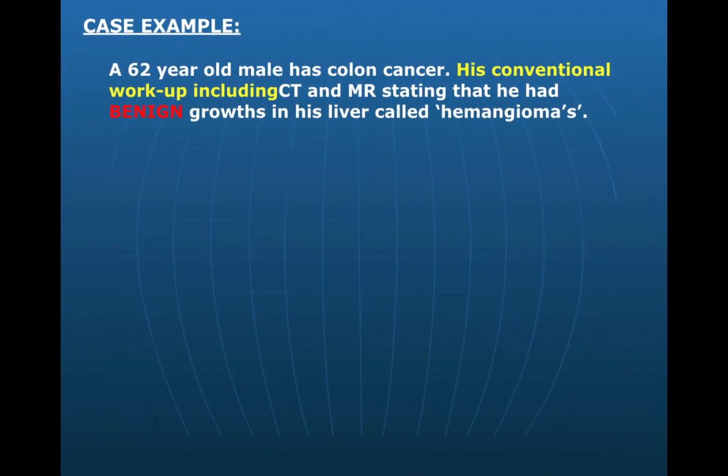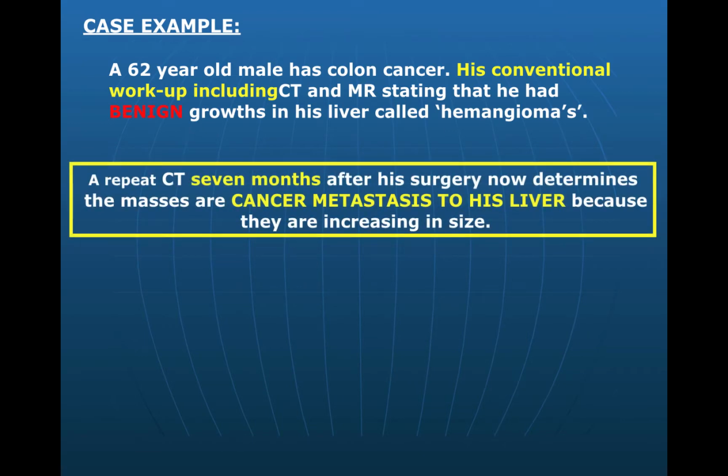He had colon cancer, and his conventional forced workup by Cancer Care Ontario was a CT. He also had an MR because he had a couple of masses in his liver, and they determined confidently that these were benign growths in his liver, happened to be called hemangiomas, is what they said. However, a repeat CT, of course, a standard follow-up, now 7 months later after his surgery, now determines that the masses are cancer metastasis to the liver, and the CT can only make even that assessment because the masses were getting larger in size. This would not be expected with the hemangiomas.